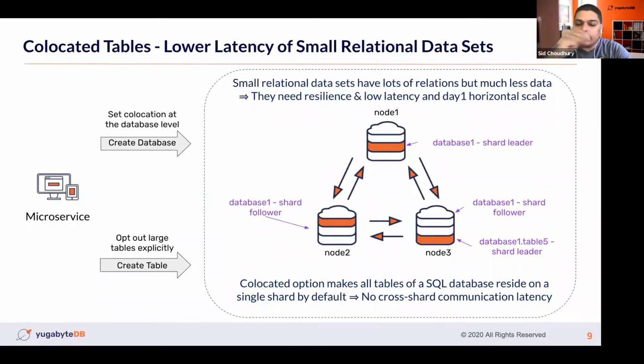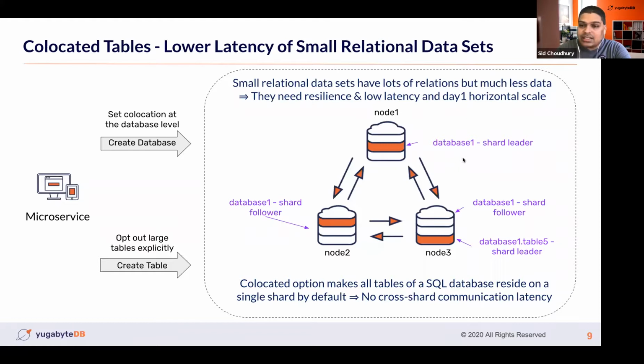So that's step one. Now, there is a possibility that a few of the tables inside that single database, and I can think of a database with a retail product catalog, for example, where most of the product catalog details are stored in small tables, but the product reviews table can potentially be an unbounded, ever-increasing table. So for that particular table, at creation, you can explicitly opt out from the co-location. And that's what is shown here.